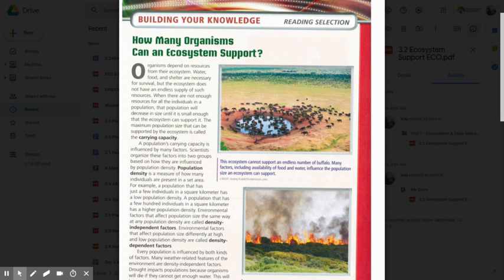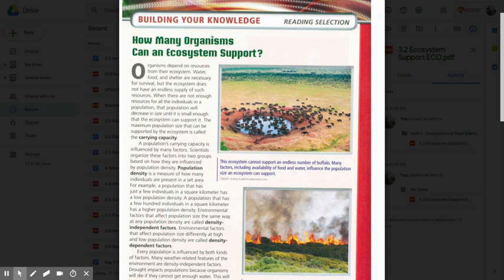A population's carrying capacity is influenced by many factors. Scientists organize these factors into two groups based on how they are influenced by the population density. Population density is a measure of how many individuals are present in a set area. For example, a population that has just a few individuals in a square kilometer has a low population density. A population that has a few hundred individuals in a square kilometer has a higher population density.